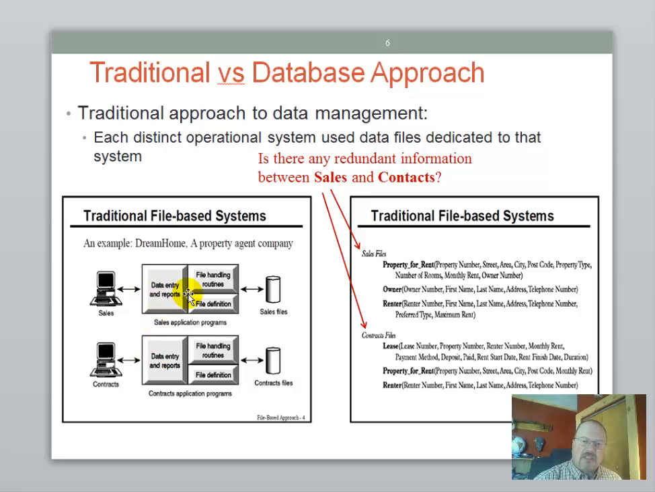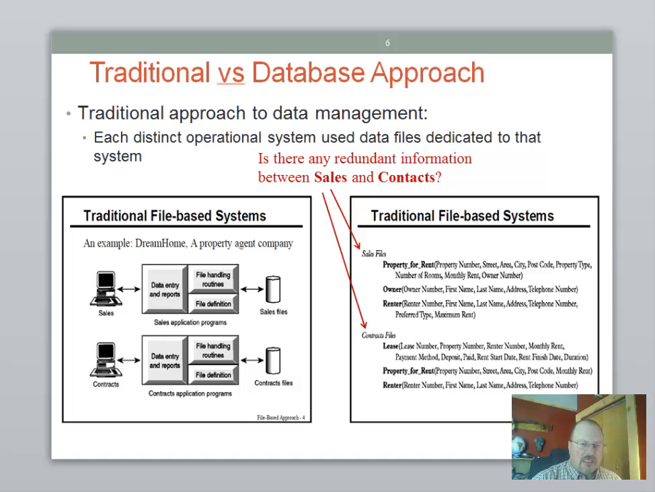which leads to inconsistency issues and redundancy issues. Redundancy meaning that same information is in more than one place, and consistency meaning that this address may be different from this one because they are separate pieces of information. So we kind of see what that looks like here.